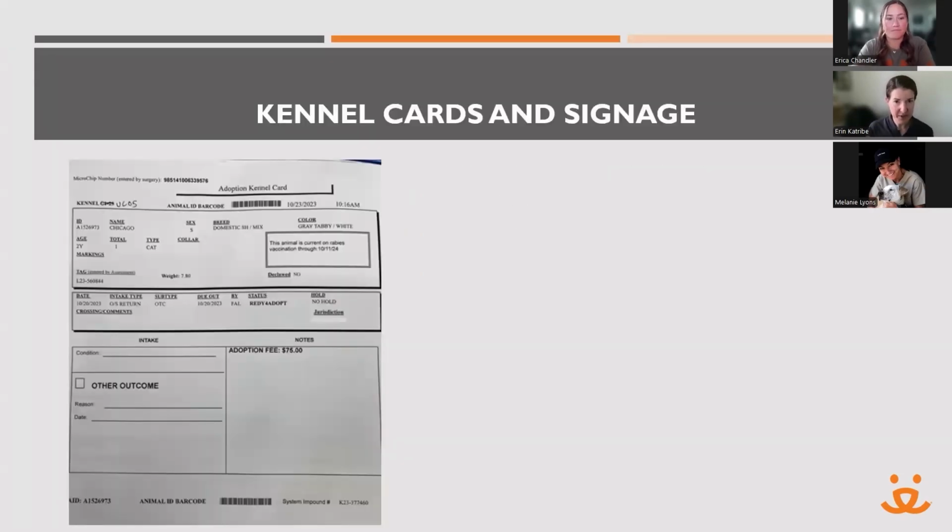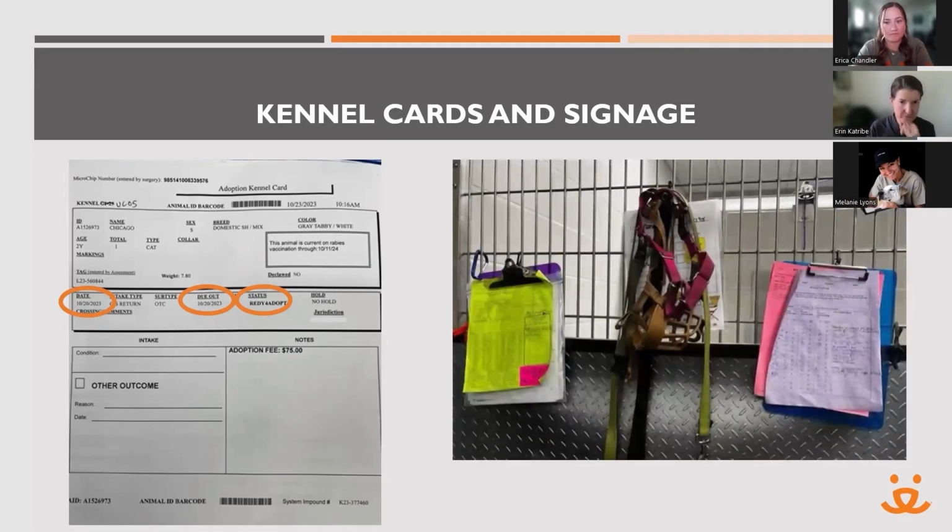So here's an example of a kennel card. And there are some things on this card, 3 things that could be usually helpful during rounds: an intake date, a due out date, so when that animal's stray hold is up, right? And then that animal status.